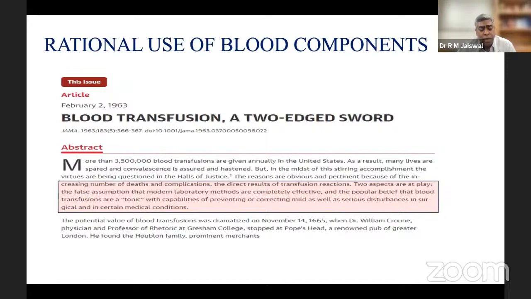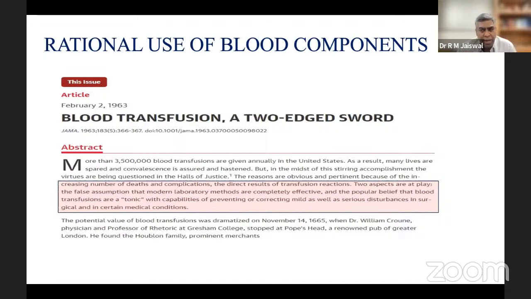Then again, after 1958, the second article was published in 1963, in JAMA, where they stated that blood transfusion is short, and two aspects are at play: the false assumption that modern laboratory methods are completely effective, and the popular belief that blood transfusions are tonic. I am stressing these lines because they are very important factors.